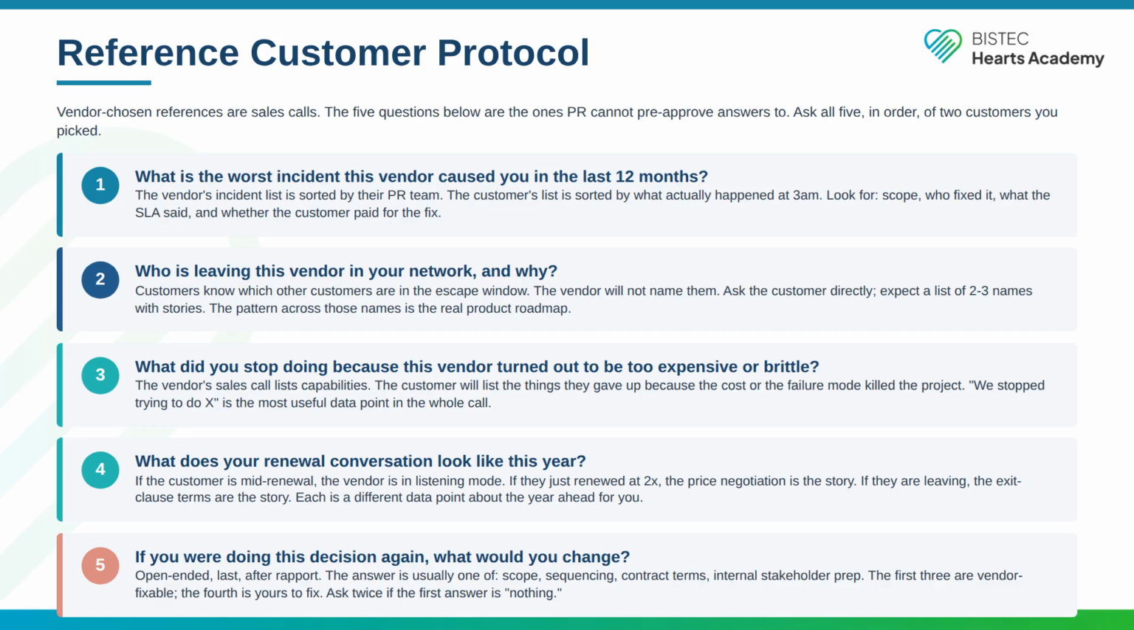2 customers you picked. The vendor provides 1 reference. You pick the second. Find them in your network, in a Slack community, on the vendor's user group list, or in a peer company call. The asymmetry of the reference is the whole point. Vendor-curated customers are not representative.